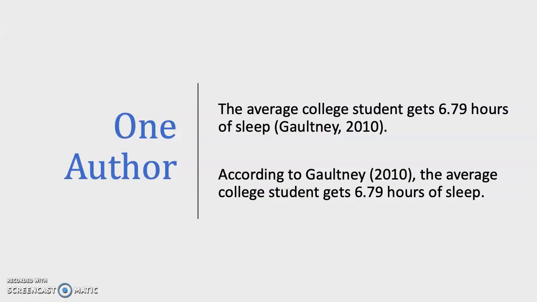So here are some examples. If you have just one author, this is what your in-text citation should look like. So here we see Galtney, 2010. Or if you choose, you can include the author's last name directly in your writing, and then you just add behind that the year in parentheses. So according to Galtney, 2010, and then that comma, again, the punctuation is on the outside of the closing parenthesis.